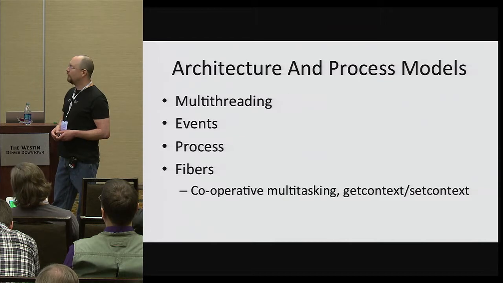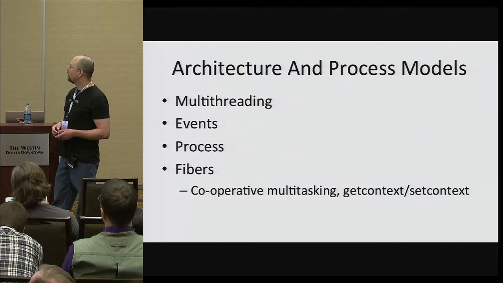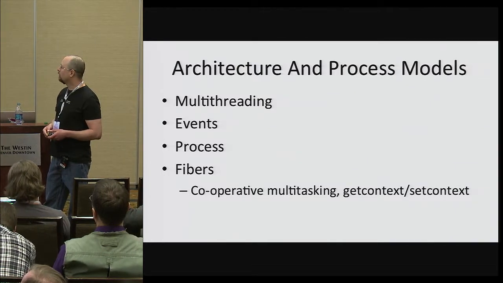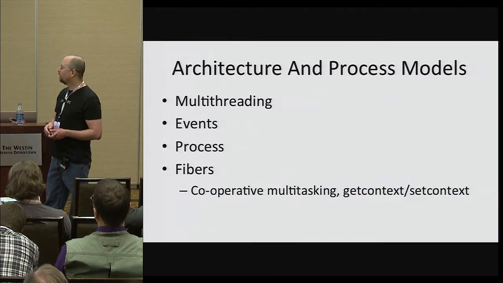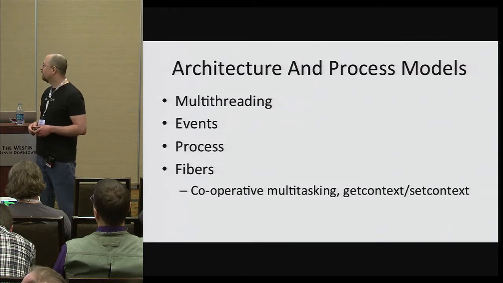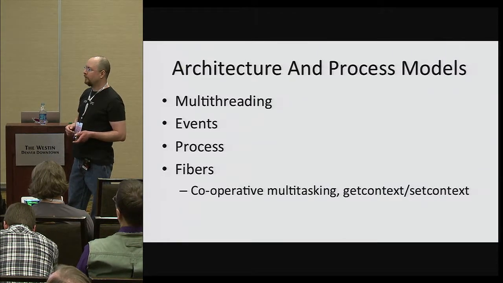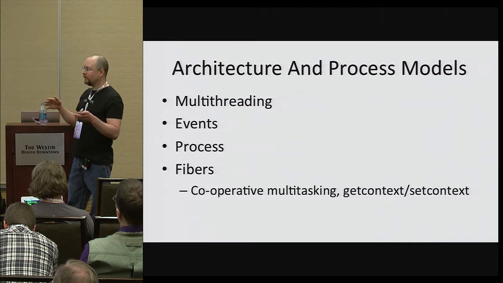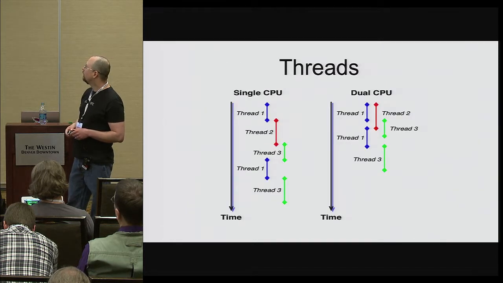Event-based process model. This is much like what Nginx does. It has an event loop, and I'll talk about what event loops are in a minute. Process is kind of the old school HTTPD, where you spin up a whole bunch of processes for each request, or actually for each connection. And Fibers, I worked on a project that wasn't too successful. It used Fibers, and it does cooperative multitasking, with get and set context. You have to basically set up your own scheduler and everything for figuring out what task you want to run.